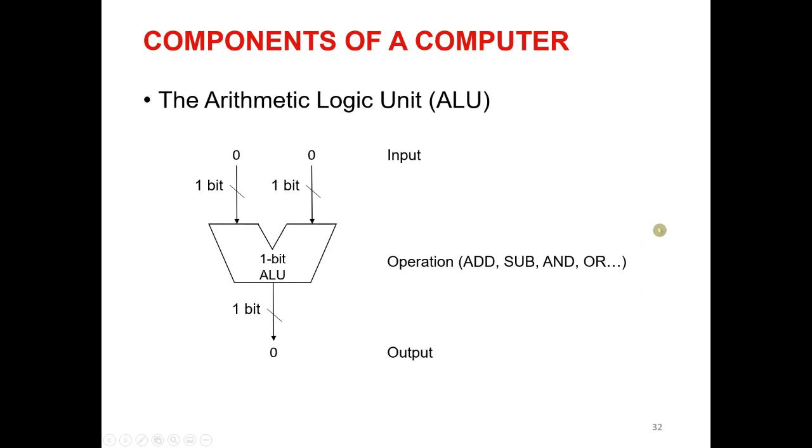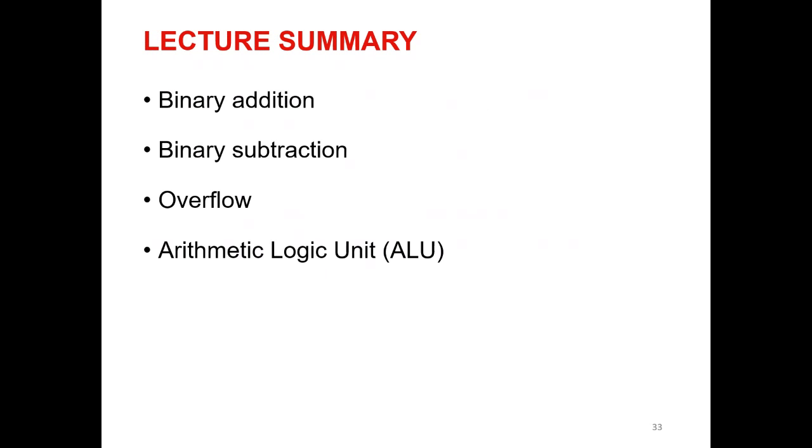Graphically we represent it with this figure here. This means, for instance, if we have an arithmetic logic unit of 1 bit, we will have two inputs, 1 bit and 1 bit, and here we will do an operation. Imagine we want to add 0 plus 0. Here we will do the add, and the output will be 1 bit. This is just how to represent graphically this arithmetic logic unit. Okay, so we have seen today how to add numbers in binary, how to subtract numbers in binary.